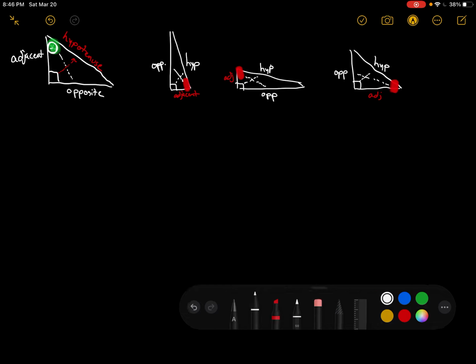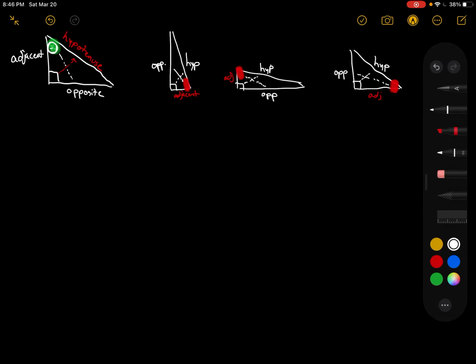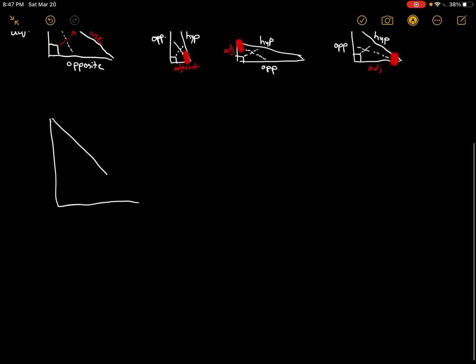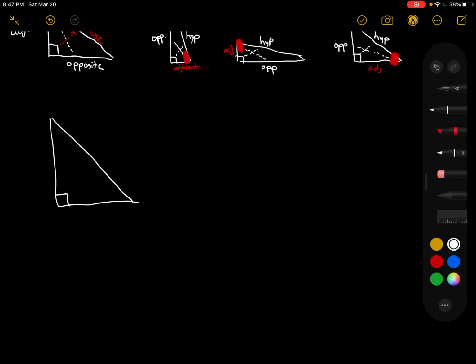All right, so now that we are here and we are able to define these side lengths, we're going to start using them with some ratios. We're going to actually do the trigonometry now. So let's draw a fresh triangle. It's a right triangle, so we know that we can do trig.